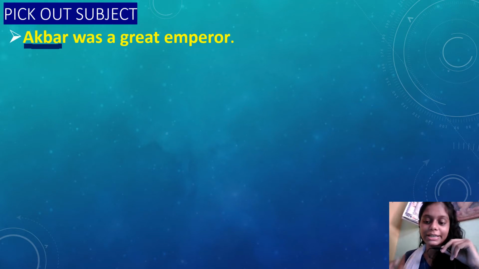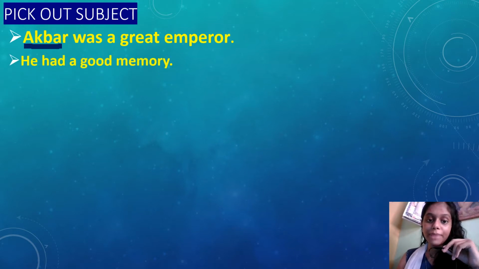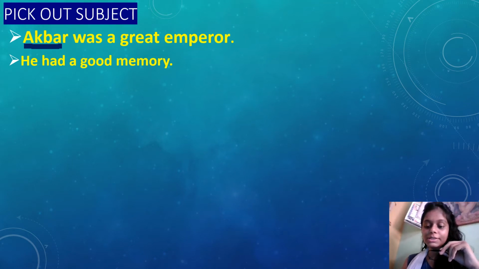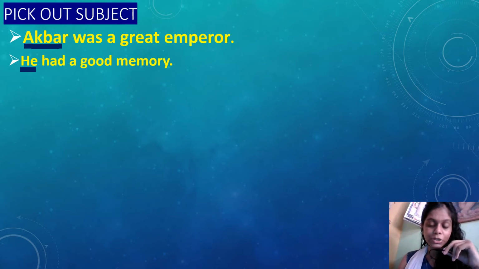We are just underlining the subject. See the next example. He had a good memory. As we know, the subject can be a noun or pronoun. Pronoun means the word which replaces a noun. So who had a good memory? He had. So only he. He is a pronoun which replaces the name of the boy, the name of the person. So he is your subject.